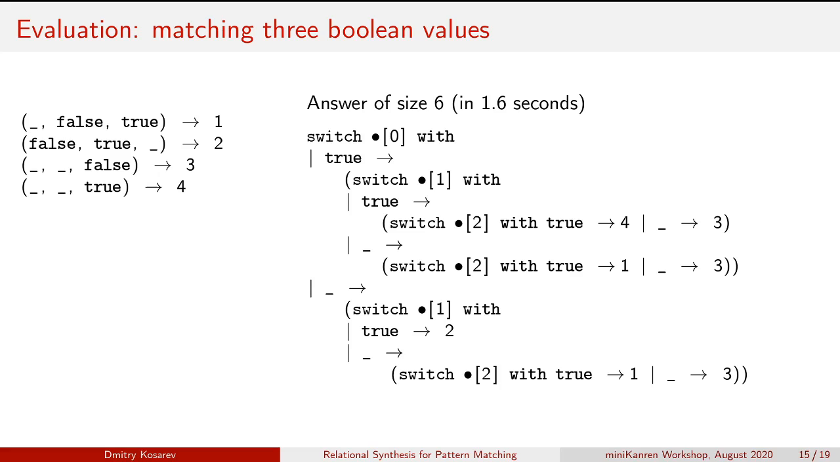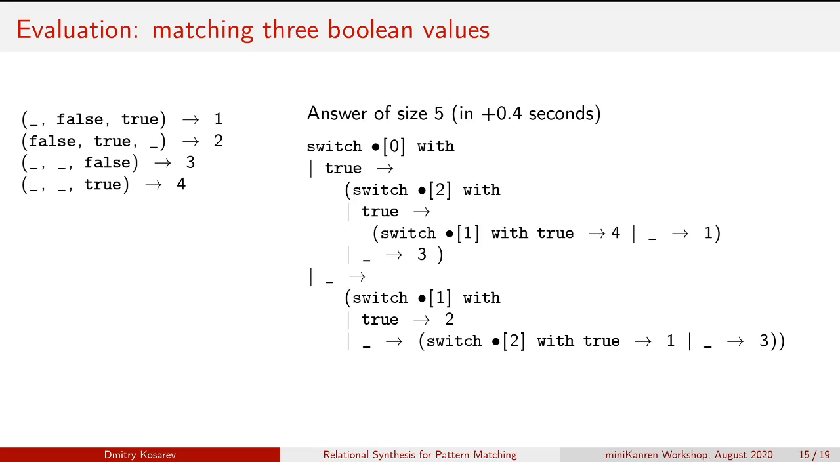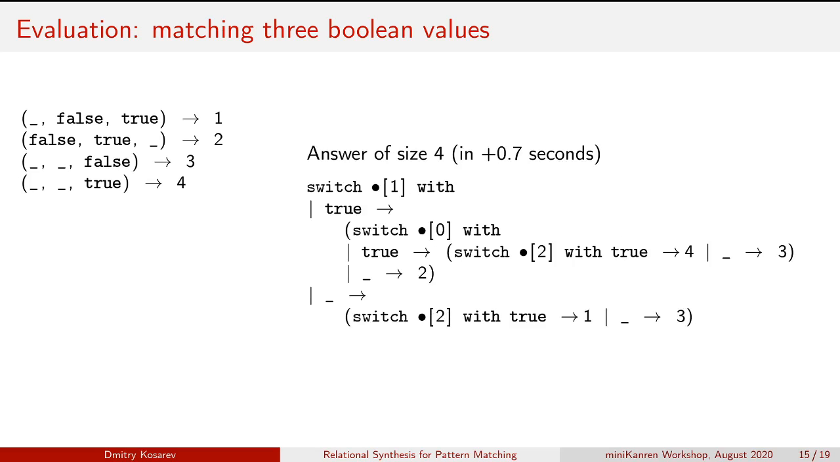This is an example from the beginning of the talk. We are matching three boolean values and our synthesizer in 1.5 seconds gives us an answer of size 6. And after half a second more it gives us an answer of size 5. And after half a second more it gives us an answer of size 4, which is an optimal answer for this concrete pattern matching.